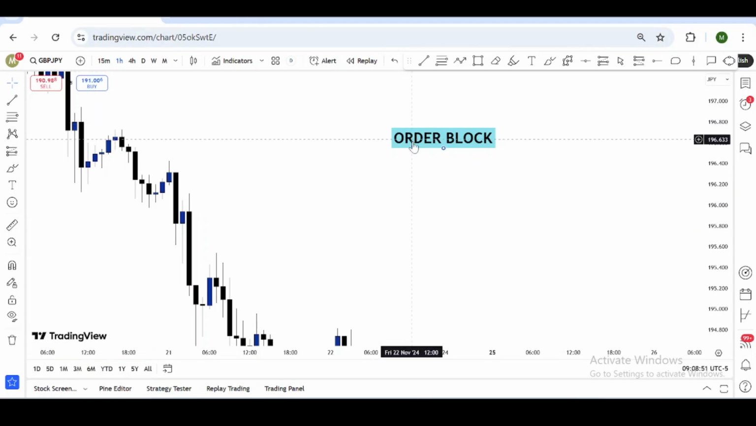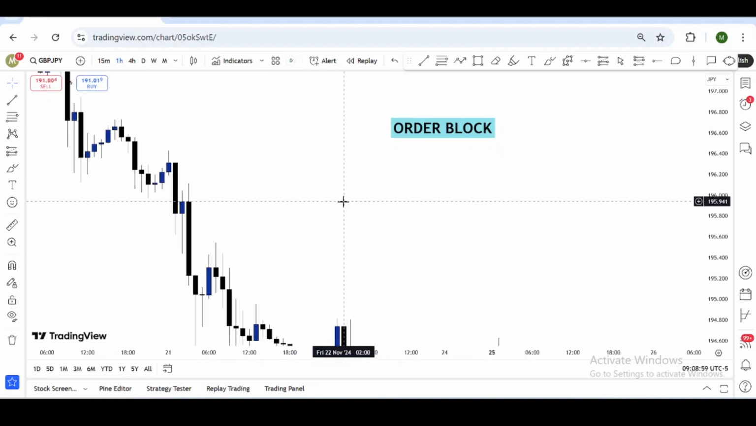So we are going to talk about an order block. An order block is one of the significant points of interest in the market. It's very important for you to know what an order block is. It's also one of the institutional reference points. According to ICT, it is one of the institutional reference points that you have to know. Okay, so what exactly is an order block?